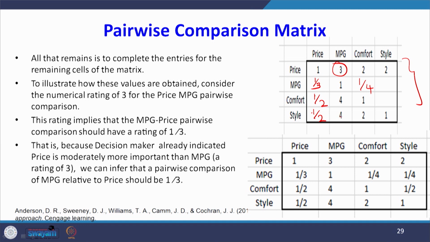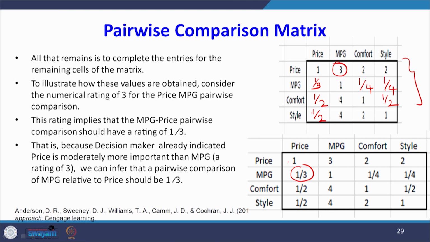You see style versus miles per gallon, it is 4. Then miles per gallon versus style should be 1 by 4. When you compare style and comfort, it is a 2. When you compare comfort and style, it should be 1 by 2. So, we are entering the inverse of that value. For example, here what is the meaning of this 1 upon 3? This rating implies that the miles per gallon and price pairwise comparison should have a rating of 1 upon 3.